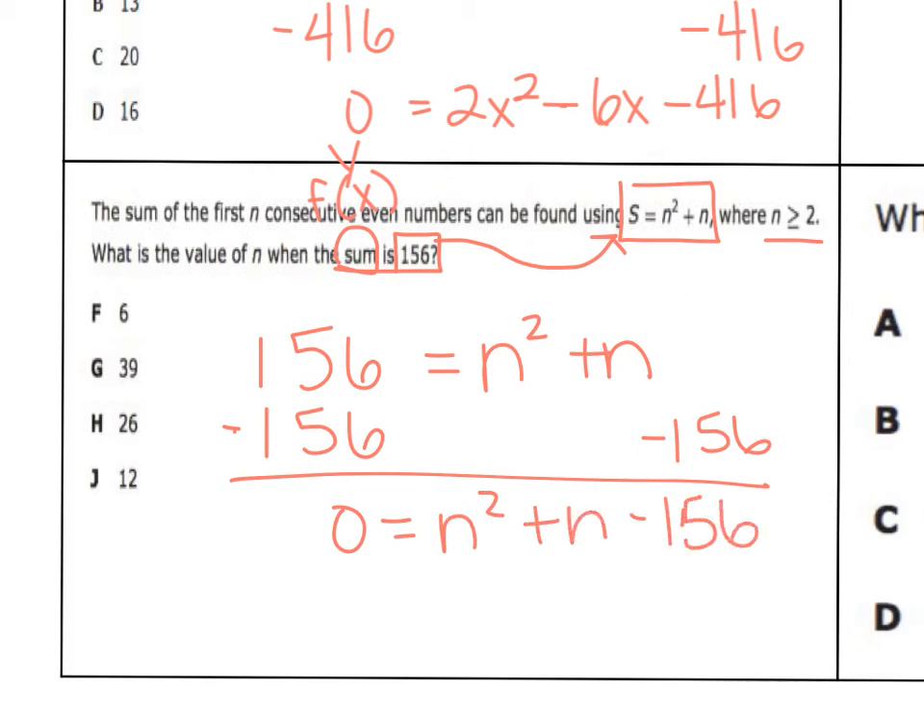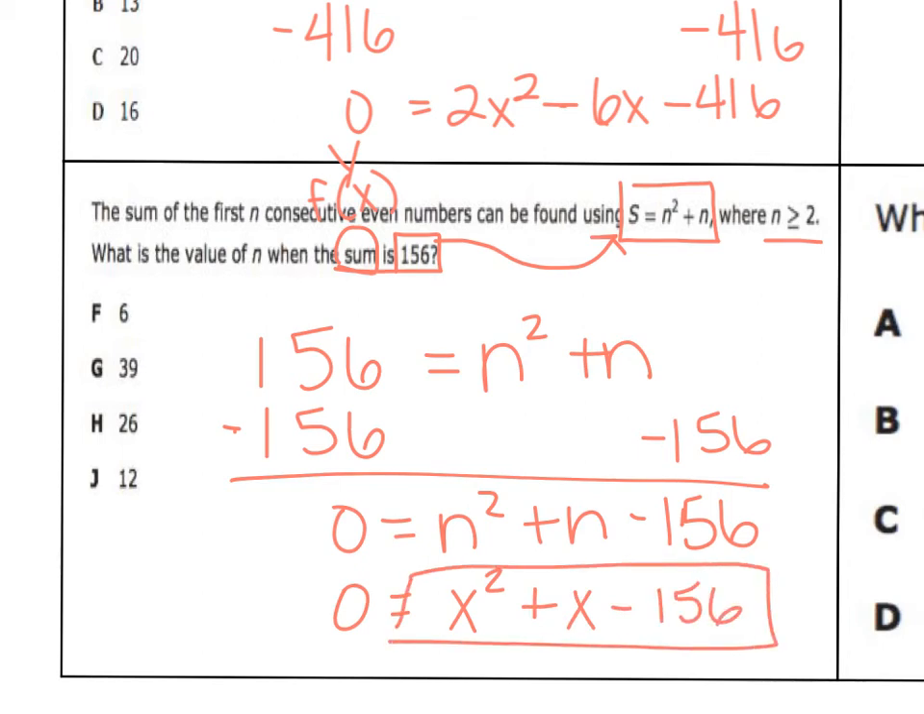Also, be sure that whenever you're graphing, you always use the letter x. So we're going to do x squared plus x minus 156 in your calculator. It will not graph other letters, only x and y. So you'll graph this equation and then use menu 6-1 to find where the solution is.